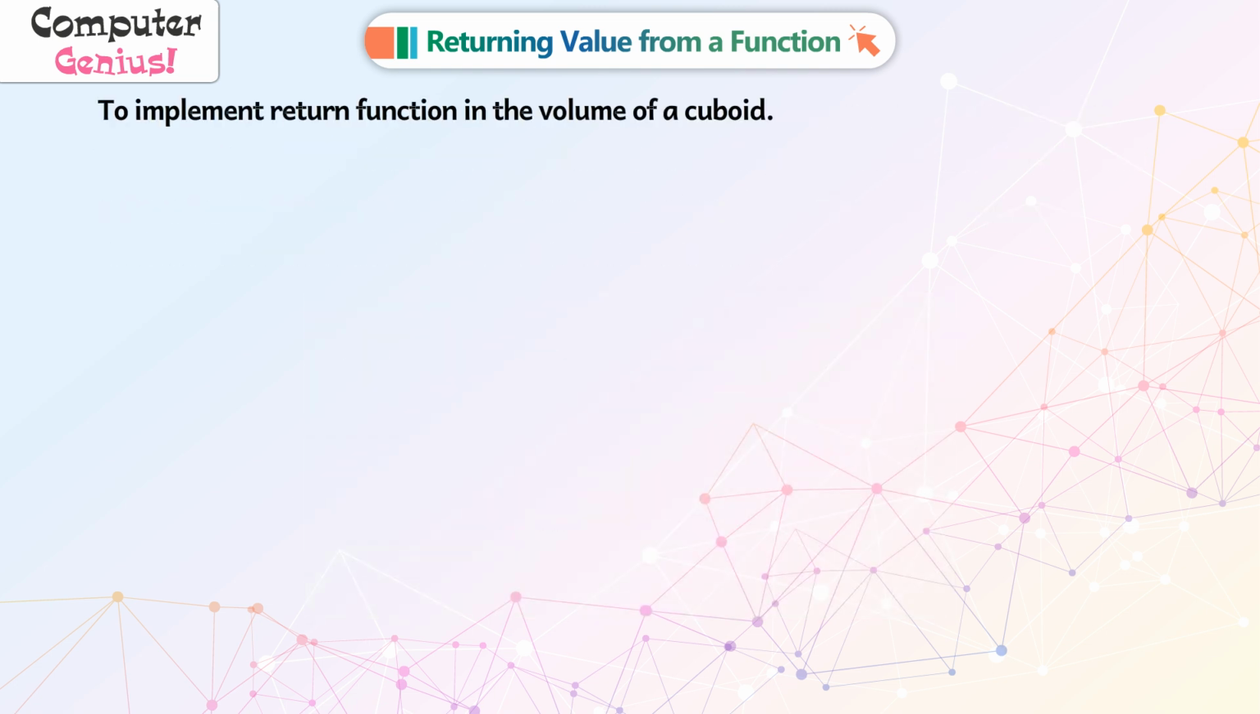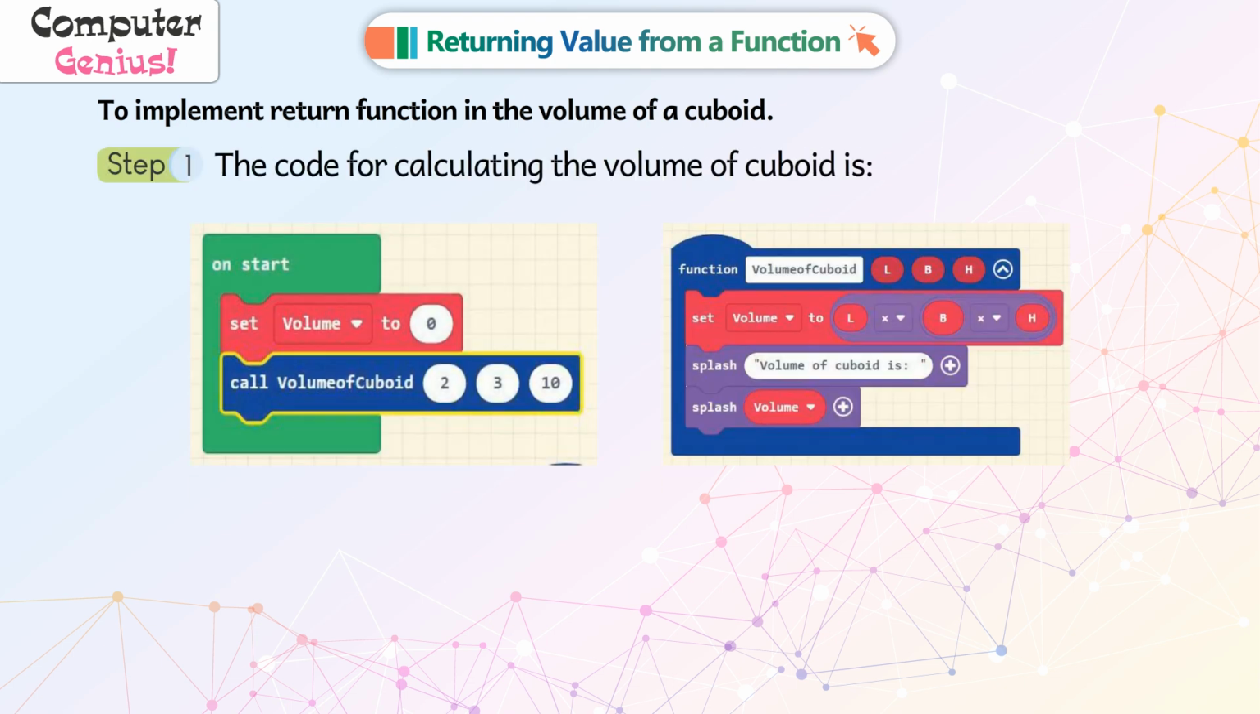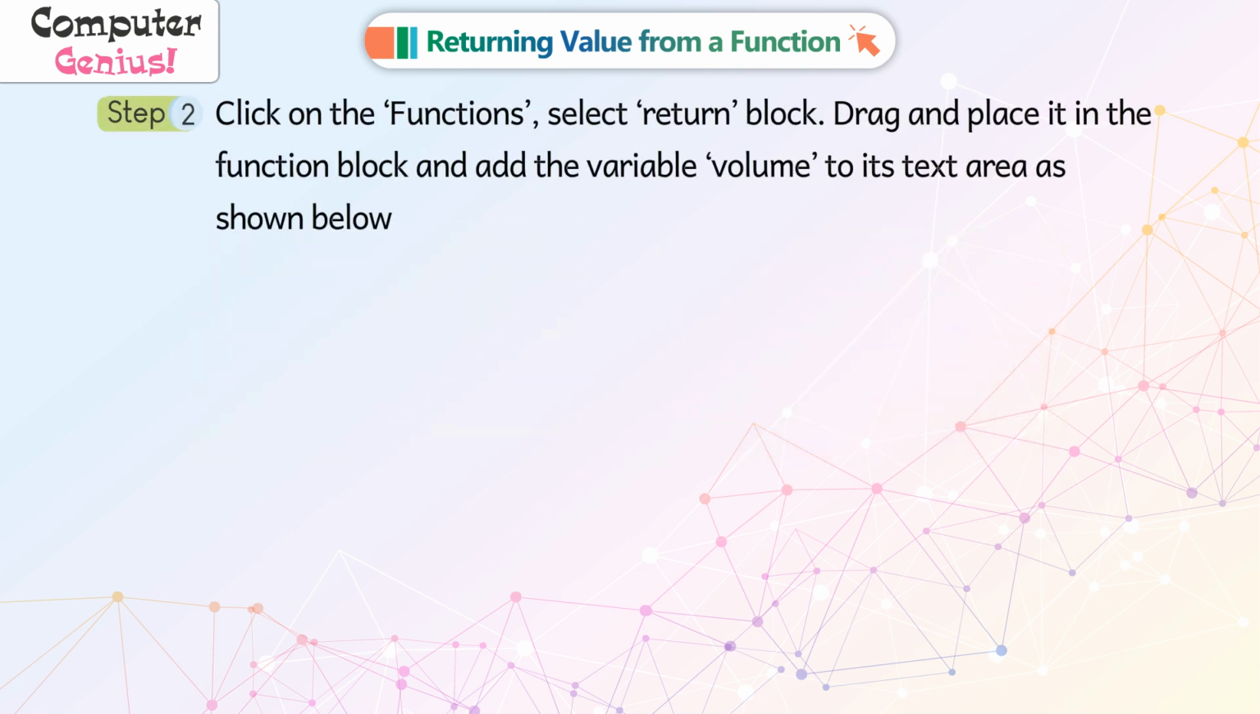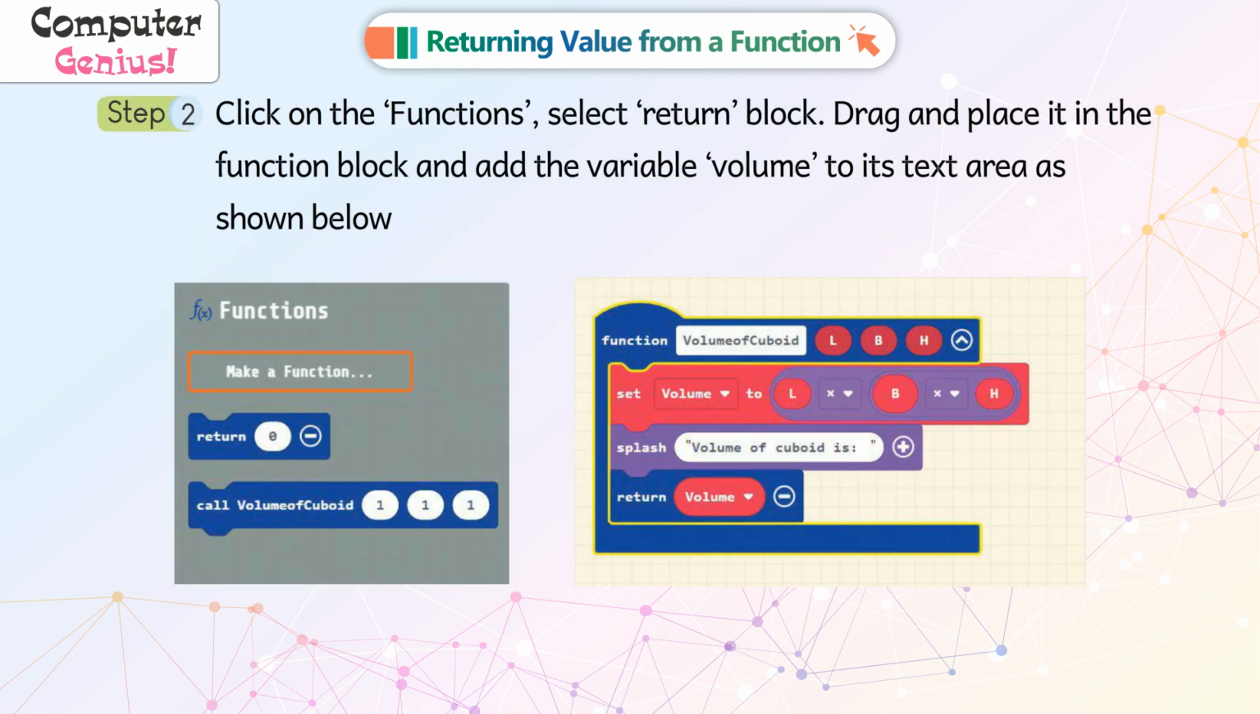To implement return function in the volume of a cuboid, Step 1. The code for calculating the volume of cuboid is: Step 2. Click on the functions, select return block, drag and place it in the function block and add the variable volume to its text area as shown below.